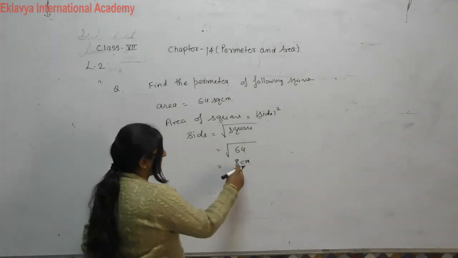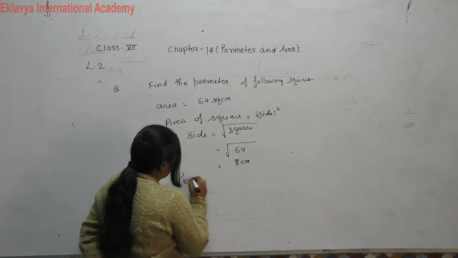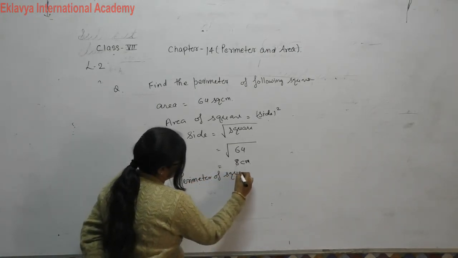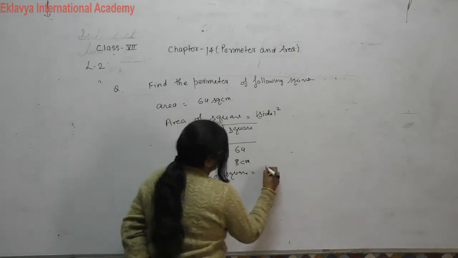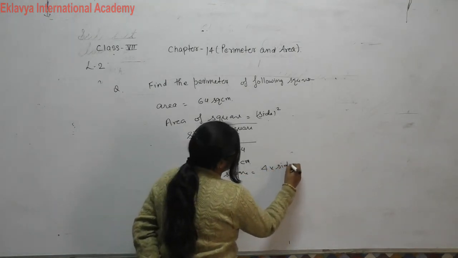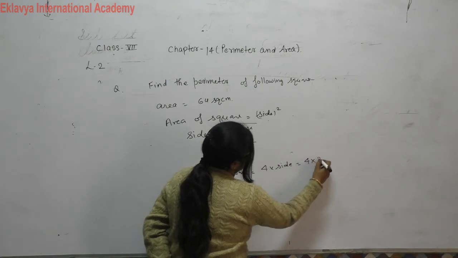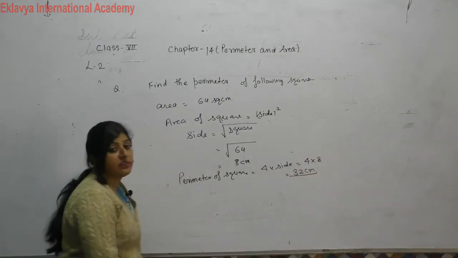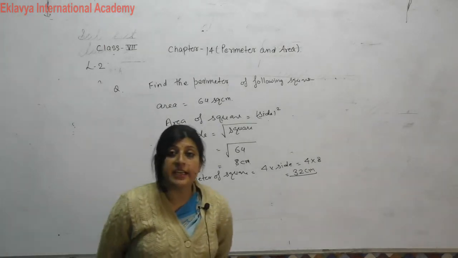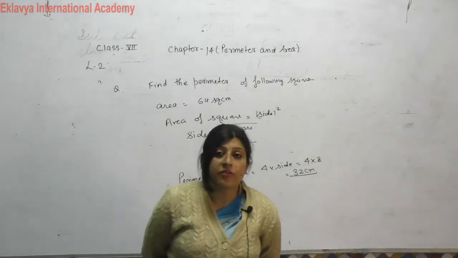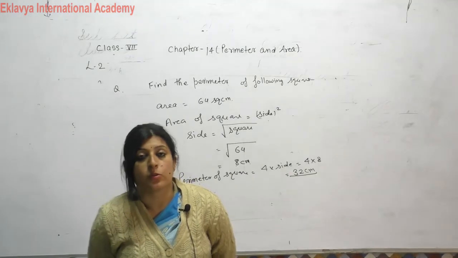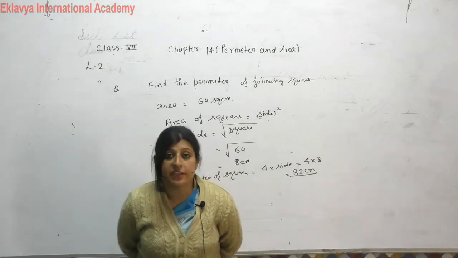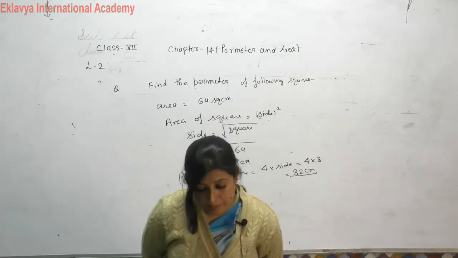Now after finding the side we can find out perimeter of square, is equal to 4 multiplied by side, that is equal to 4 into 8 is equal to 32 centimeter. So this time we will find out, if area is given to you then we can find out the perimeter also. For this firstly we have to find out the side, then we can find out the perimeter.